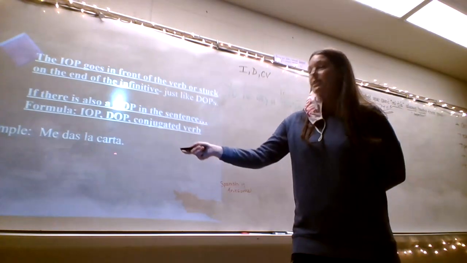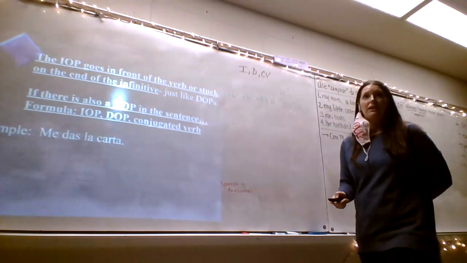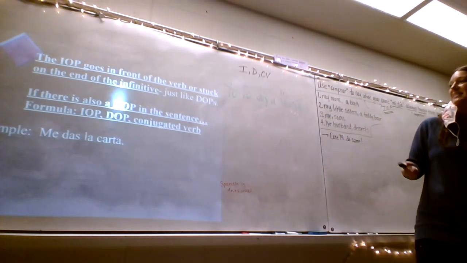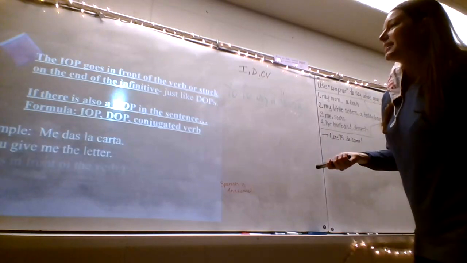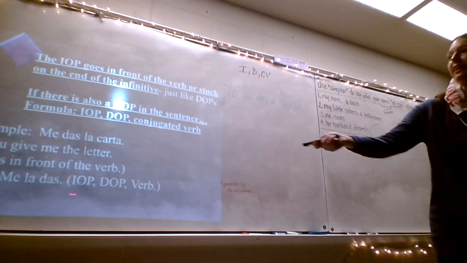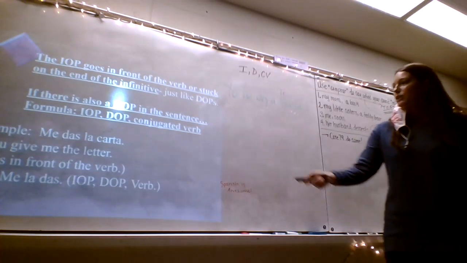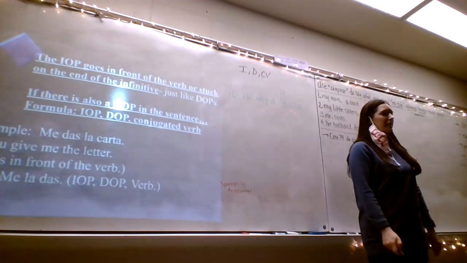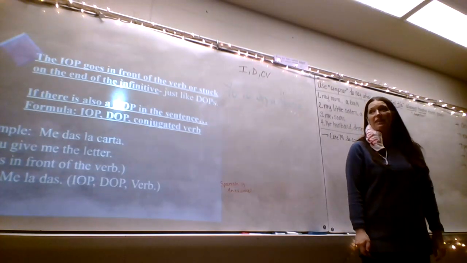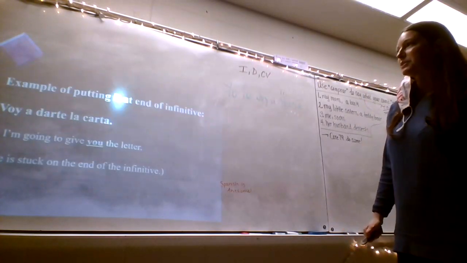Because you give the letter to me. So the letter is your lo, la, los, las. Your indirect is me. Oh, yeah. Okay, so you give me the letter. Me is in front of the conjugated verb. That's what we were trying to say, right? So indirect, direct, conjugated verb. Okay. We okay? This is a lot. This is advanced. Well, don't worry. We'll do examples and you'll get it.